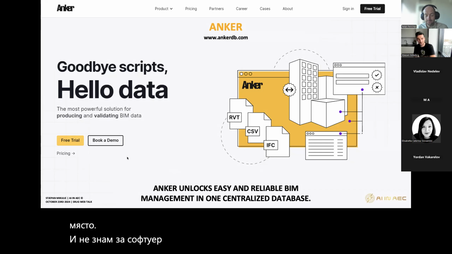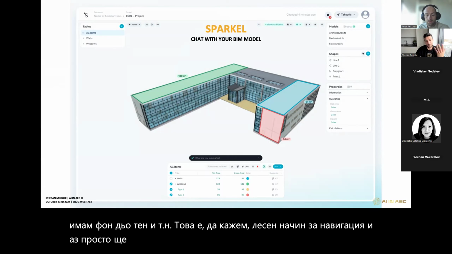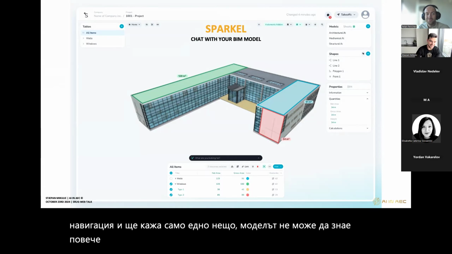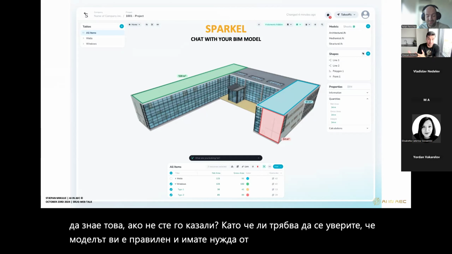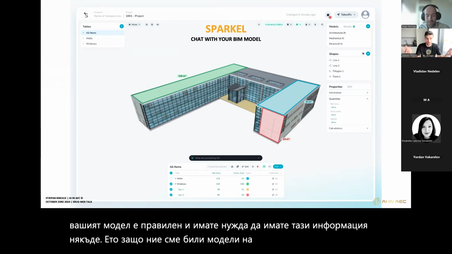And I'm just gonna say one thing. The model can't know more than you do, because I had a guy test this out. I was at a workshop, and the guy tested this out, and he's like, "Well, where are my tiles?" I'm like, "But did you put them in the model?" He's like, "No, I just know they're coming." I'm like, "But how can AI know this if you didn't tell it?" You need to make sure that your model is correct, and you have this information somewhere. This is why we have BIM models in the first place. So this information is not in your head or your email; it's actually in the model. But sorry, that's a side note.